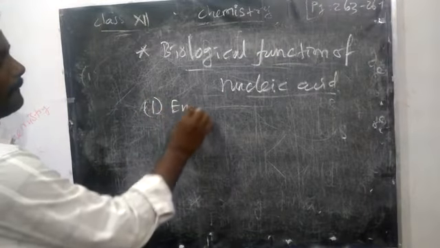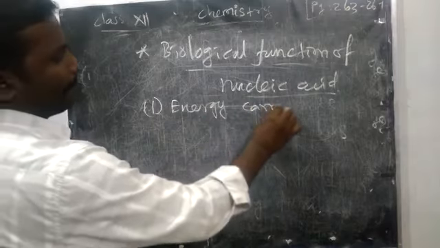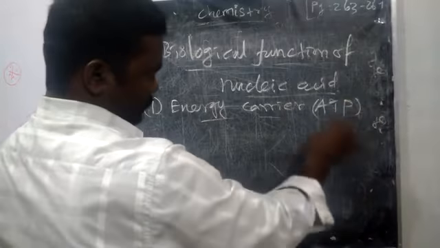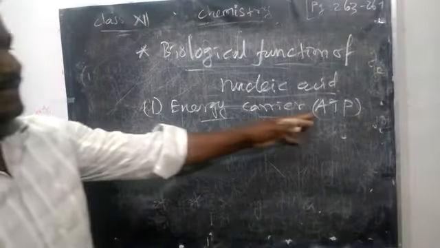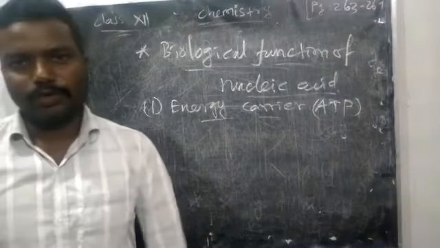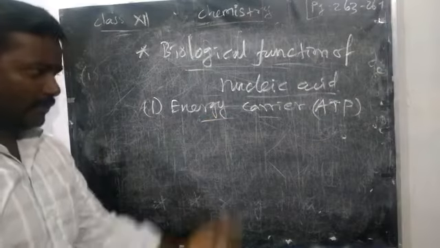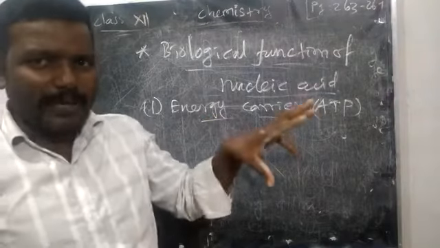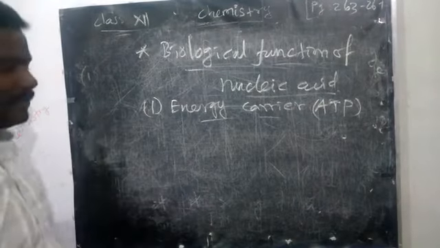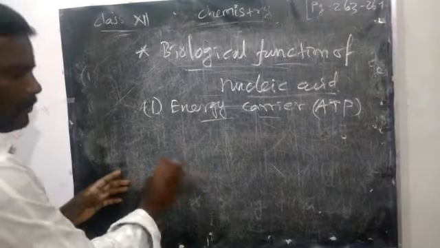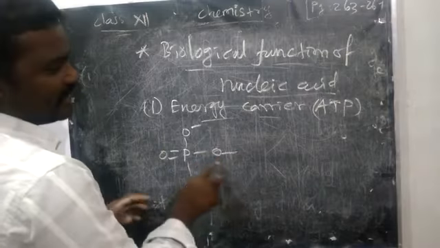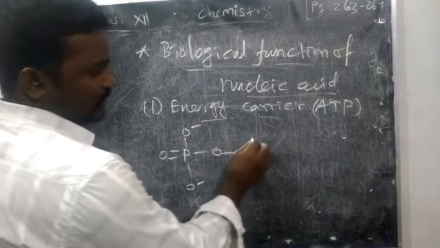In the energy carrier we can simply write ATP. More expansion you can get from your biology teachers. Energy carrier means it is used for carrying energy. We know that it has a phosphate group, ribose, as well as the adenine group. So how can you draw the structure? The phosphate group is connected with the sugar, the ribose structure.